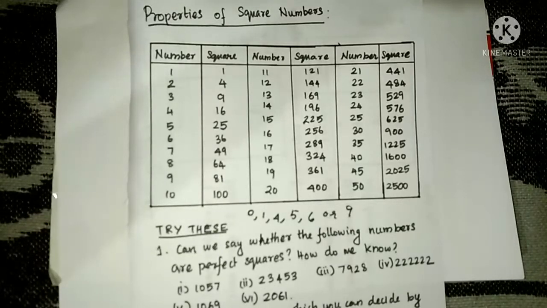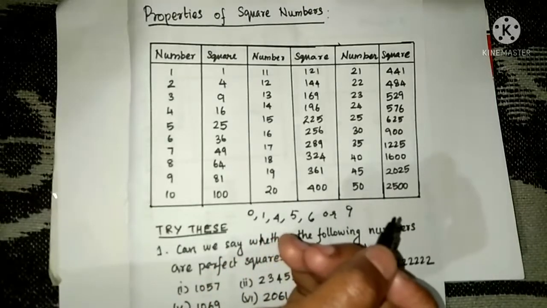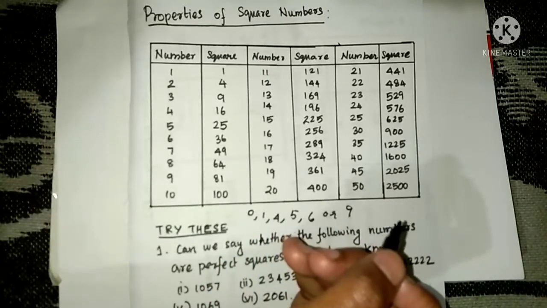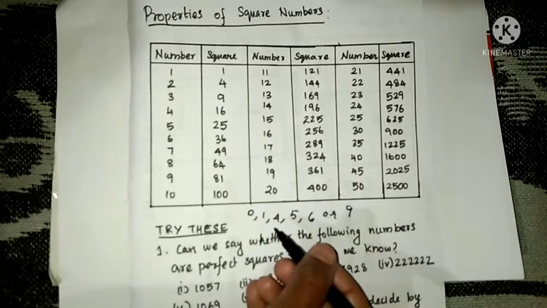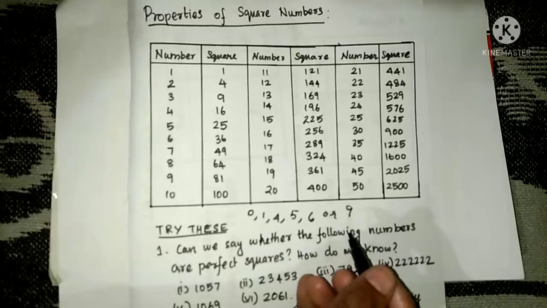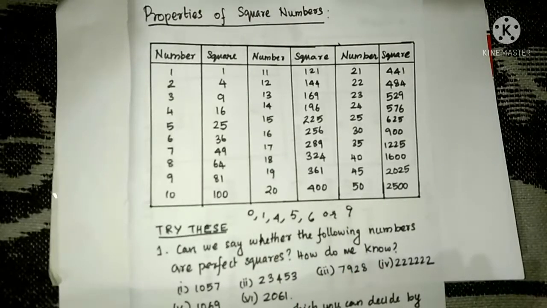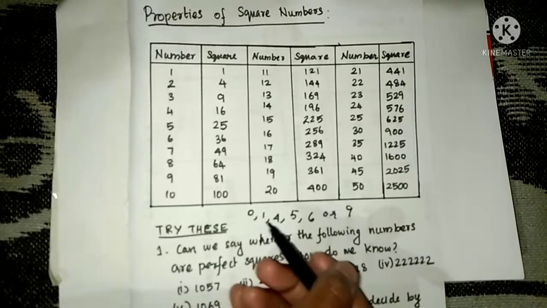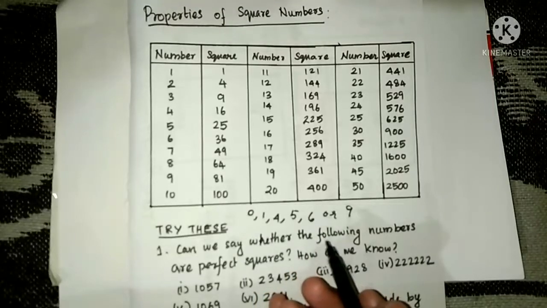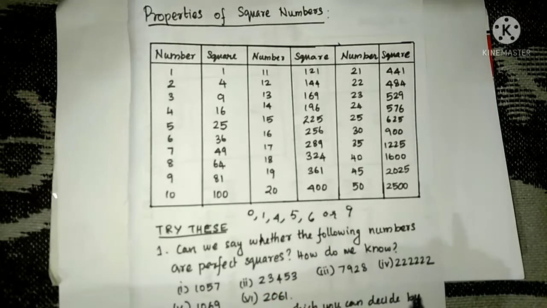Now let me ask you a question. Can we say that if a number ends in 0, 1, 4, 5, 6 or 9, then it must be a square number? Think about it. The answer is no.